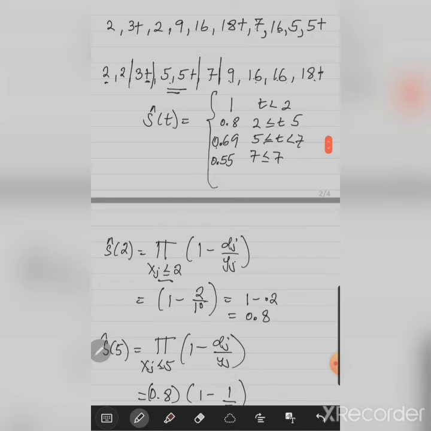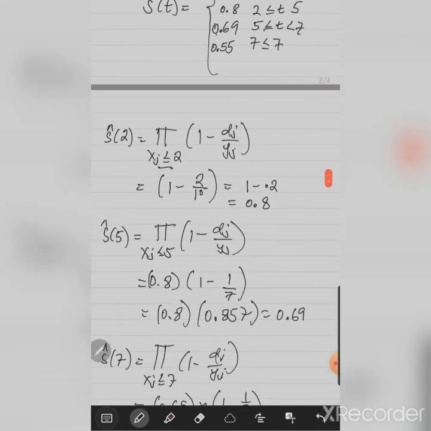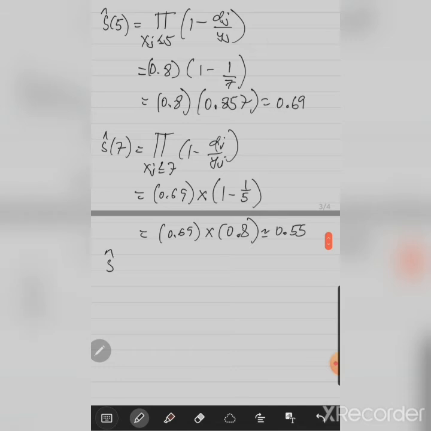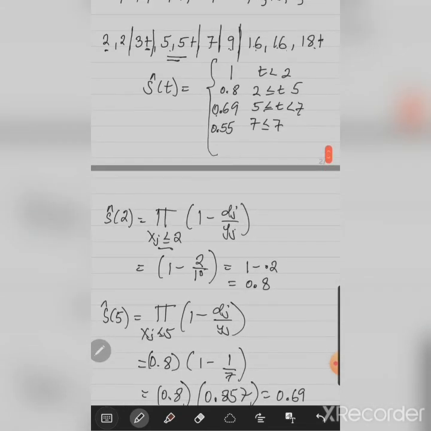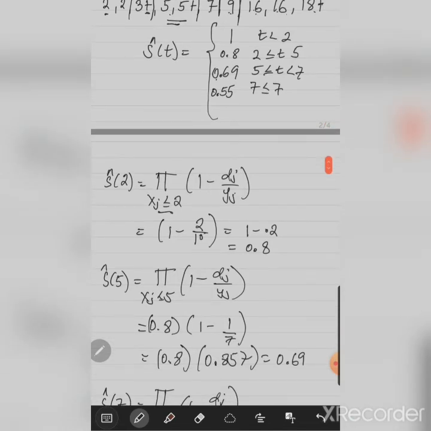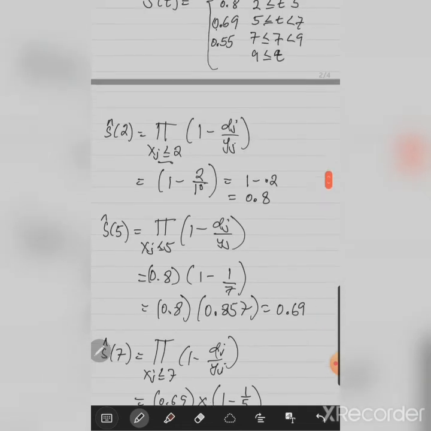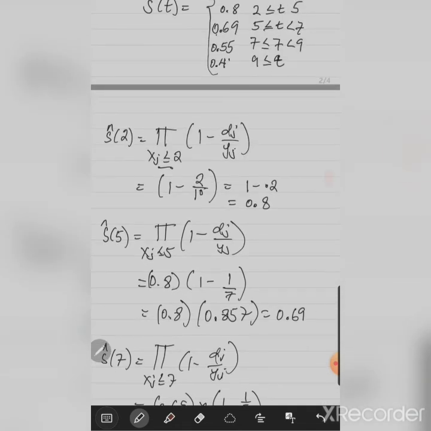So our next event occurs at 9. So at this point we're just repeating the same process of S cap 9. So this is going to be 0.55 times 1 minus 1 over 4, and that gives us 0.41. So when our t is greater or equal to 9, what are we getting? We're getting 0.41.